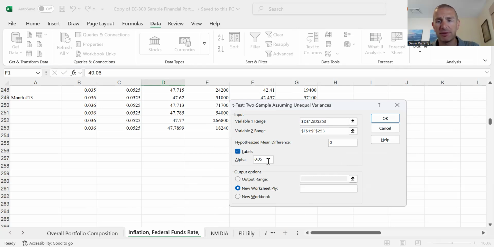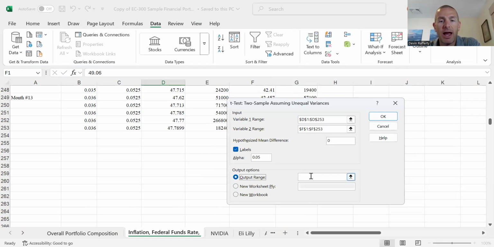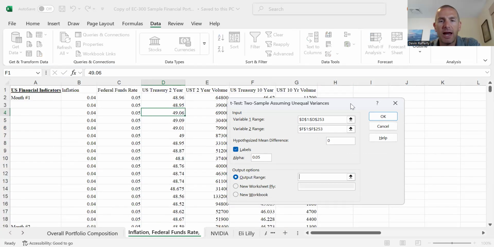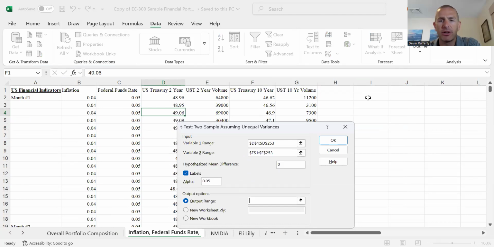Alpha. This is where you set alpha. Do you want the level of significance to be 0.05, 0.01? I'm going to say 0.05. Why not? Output range: where do you want your output? I'm going to click in the box next to output range. This is the computer asking, I'm going to run a hypothesis test, where do you want me to put the information? I'm going to put it over here in cell I2. Then I'll just click OK.